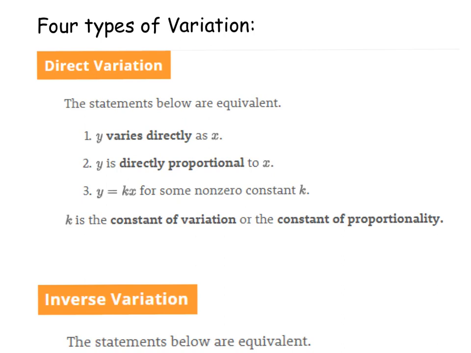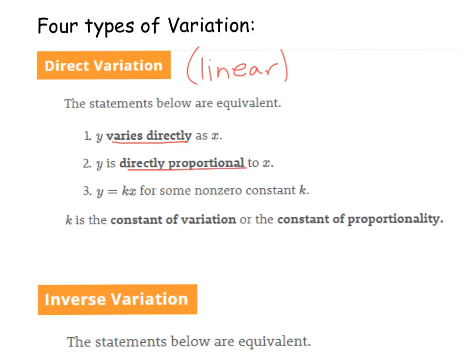Direct variation is the same as a linear function. And more specifically, the y-intercept would be at 0, 0. It says the statements below are equivalent. Y varies directly as x. Y is directly proportional to x.